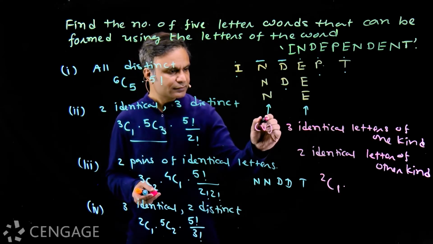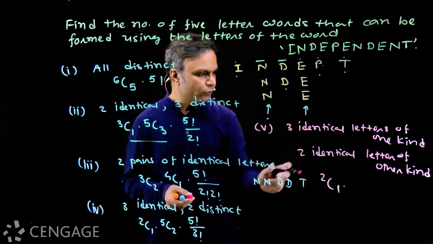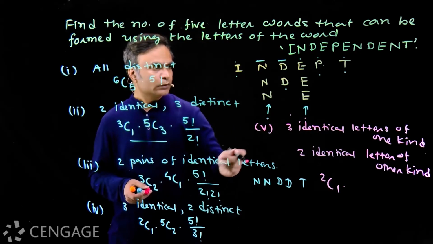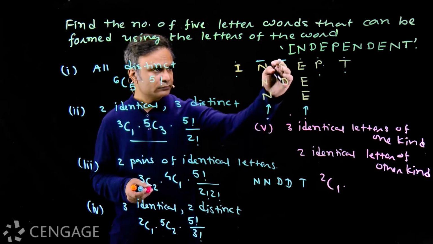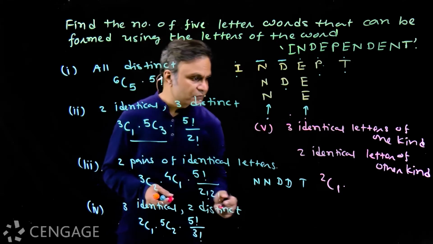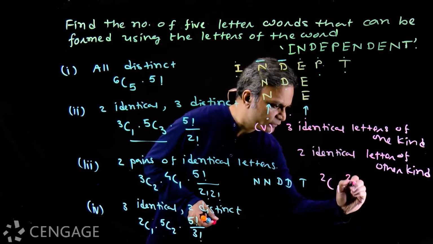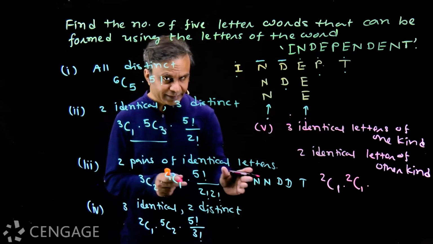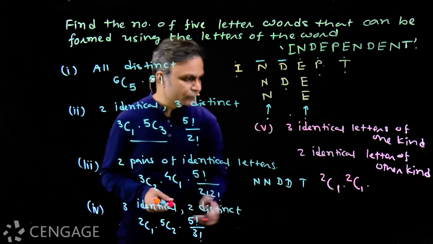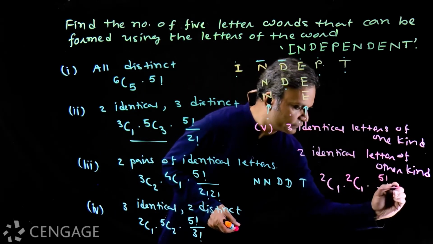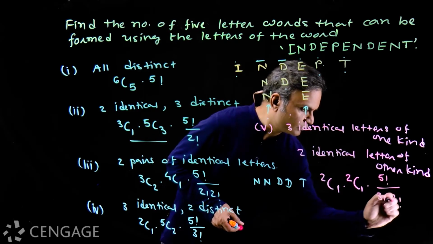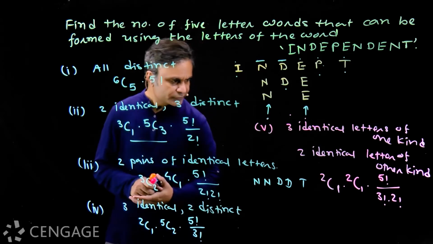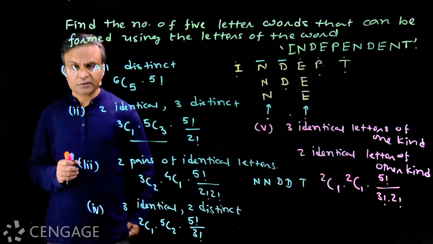If we select this triplet of identical letters, for 2 identical letters of other kind we have 2 options. We may select either double D or double E. We can select one pair of identical letters in 2C1 ways. And we can arrange these 5 letters in 5 factorial divided by 3 factorial multiplied by 2 factorial. So almost we have done all the cases. I can't think of any other case.